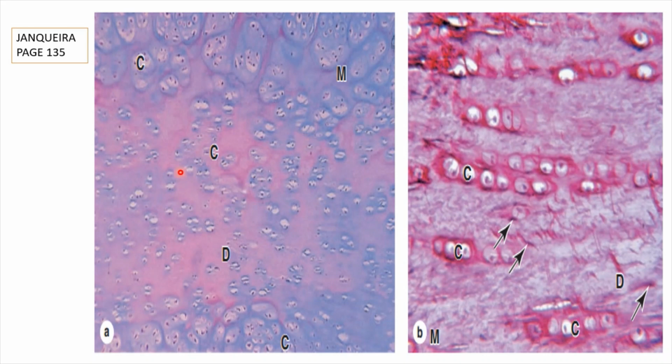So this is high power. As you can see, these here are lacunae that are containing chondrocytes. Okay, let's look at this. Lacunae containing chondrocytes, and these are collagen fibers. So this is dense regular connective tissue. And in the dense regular connective tissue, you've got the lacunae that contain chondrocytes.